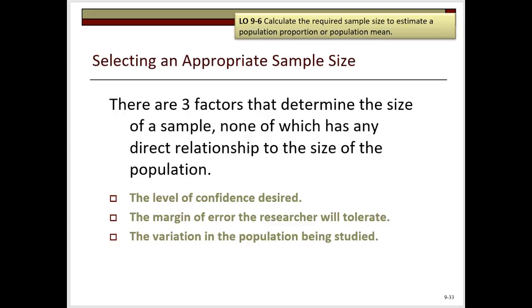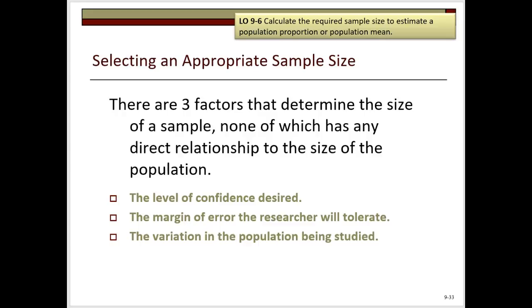The factors that do determine the required sample size for confidence interval estimation are the desired level of confidence, the maximum allowable error, also known as the margin of error, and the variation in the population being studied.